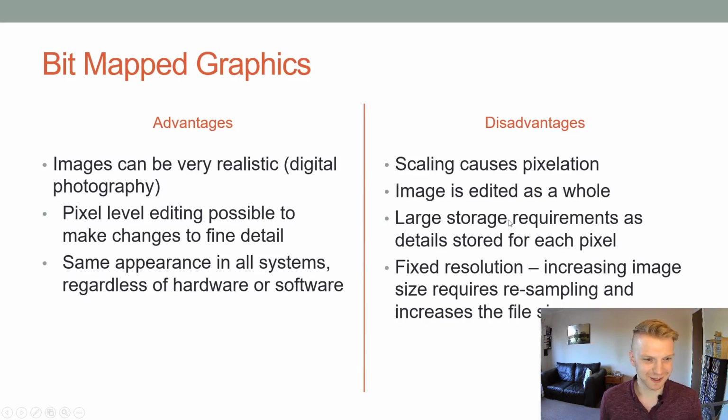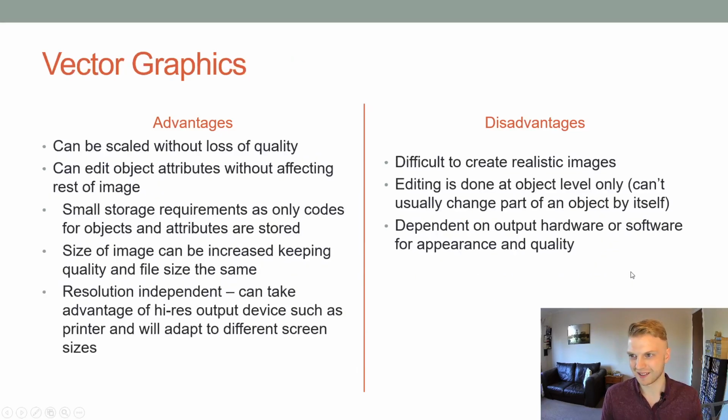Right, the large storage requirements for each pixel. So, like I said, if it's a true color image, every pixel is 24 bits, whereas that could be an entire vector shape. And there's a fixed resolution, so you can't add more pixels after your photo is taken. It's just not possible. All those movies that say enhance onto a criminal's face, you can't really do that. You can't just make pixels out of thin air.